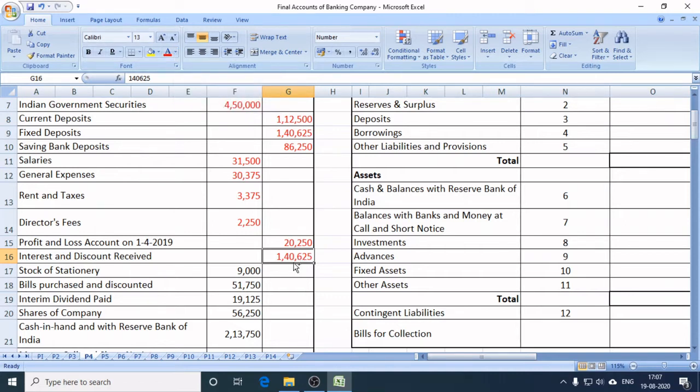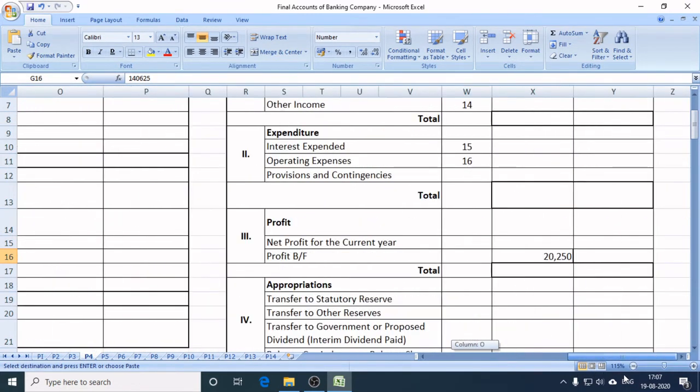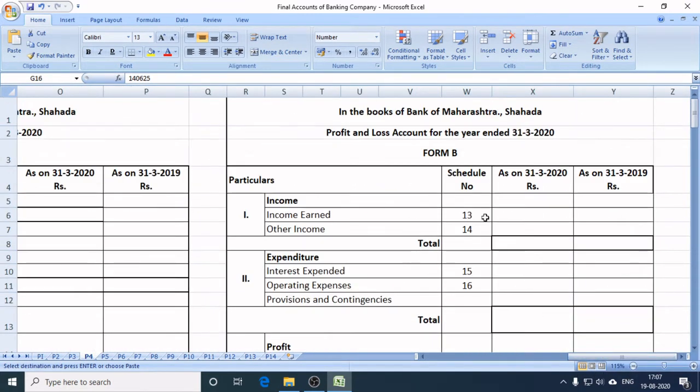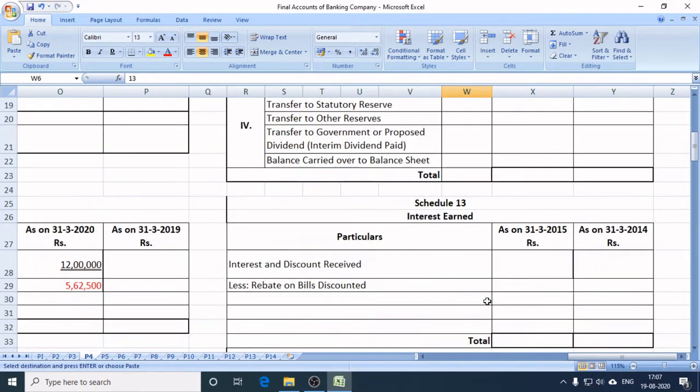So being an income of a bank and it is received by a bank on account of interest and discount, we should show it under schedule number 13. Let me tell you one more time that in schedule number 13 we should show bank's interest related incomes. If bank is receiving income on account of interest, then it should be shown in schedule number 13, and income other than interest must be shown in schedule number 14. Okay. Now here interest and discount received, the figure is 1,40,625.